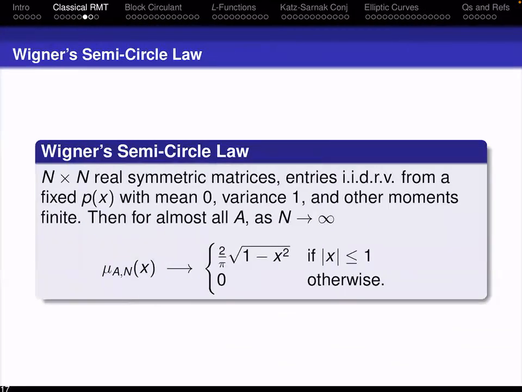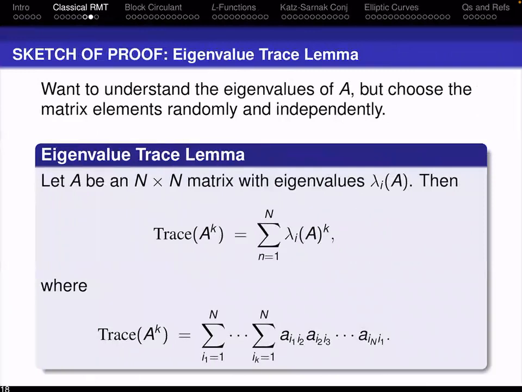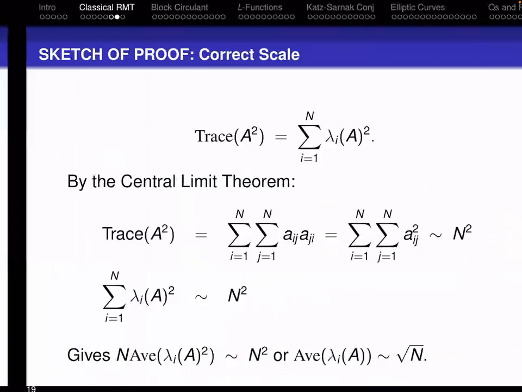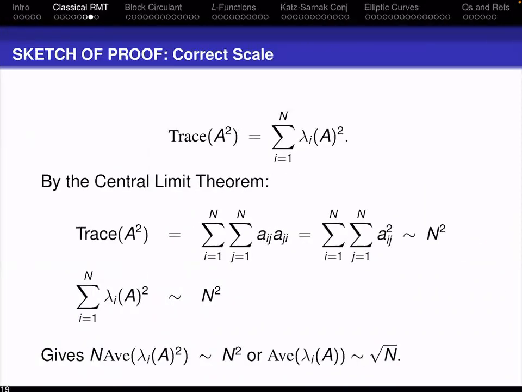And so the first big result in the subject is Wigner's semicircle law, which says that if you look at n by n real symmetric matrices, if you choose the entries independently from a fixed distribution with mean 0, variance 1, and other moments finite, and this can be weakened a bit, then these count measures converge to a semicircle. The proof of this uses the eigenvalue trace lemma. If I want to calculate the moments, the kth moment is the trace of A to the k. A to the k is a polynomial in the matrix elements, so I can just put that into the calculations.